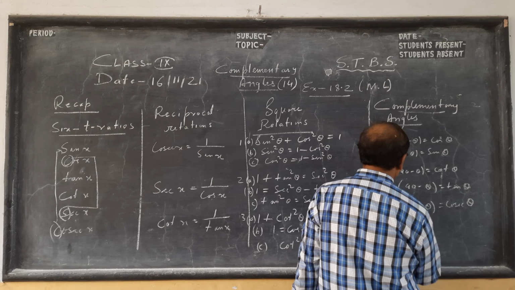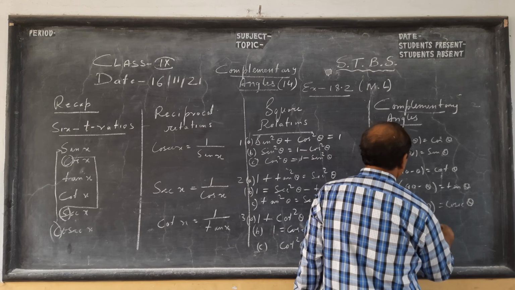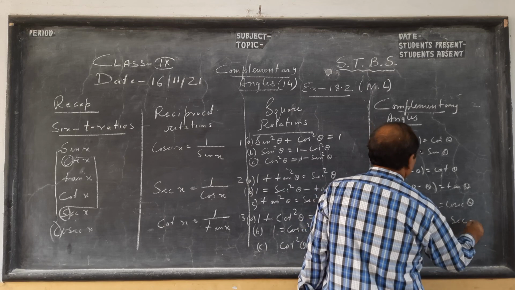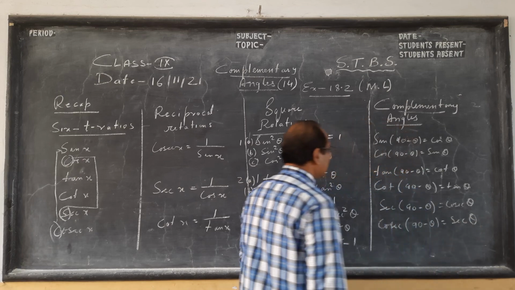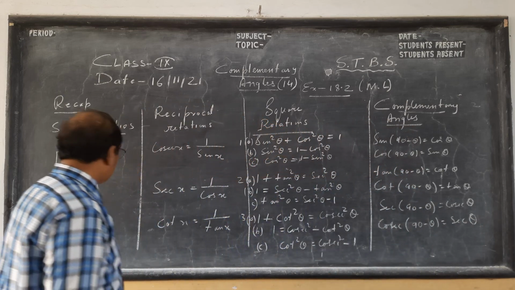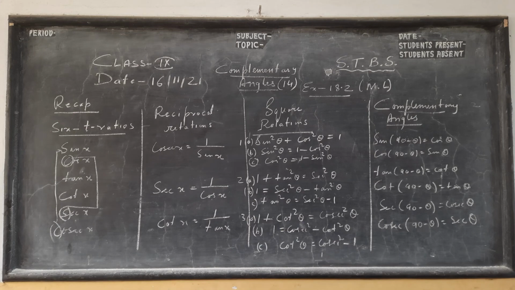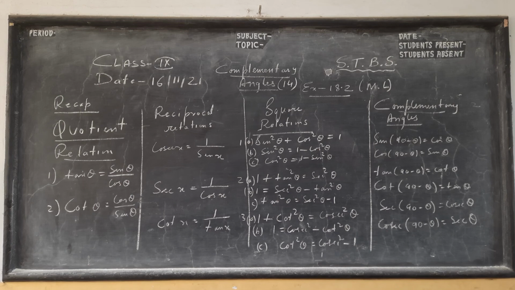Sec 90 minus theta is cosec theta, and cosec 90 minus theta is sec theta. And one last thing we will see, just kindly pause the video and copy. So just see the last part, children.